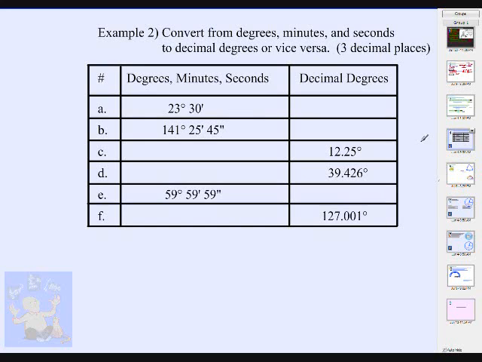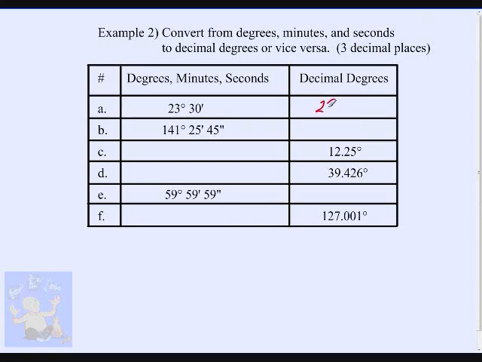We've done this, now we're going to do these. 23 degrees, 30 minutes. I don't think we need a calculator for this, do we? 30 minutes is half of a degree, so decimal would be 23.5 degrees.